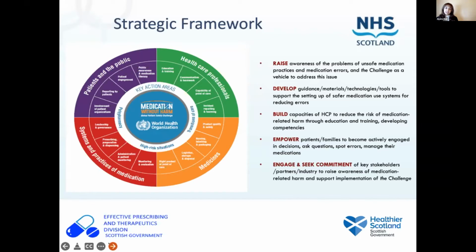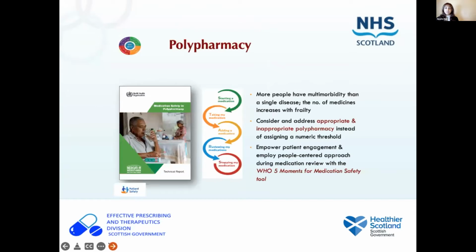And the key action areas that have been chosen because of the scale of the problems of harm that it can cause are polypharmacy, high-risk situations and transitions of care. I'm going to focus on polypharmacy, but I'm also going to outline how the three are interlinked and intertwined. So polypharmacy, I've already said, so this is the report.